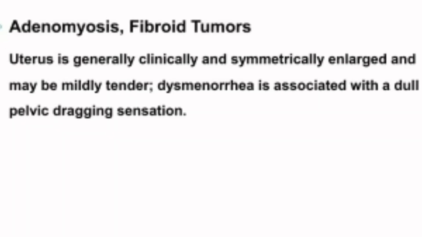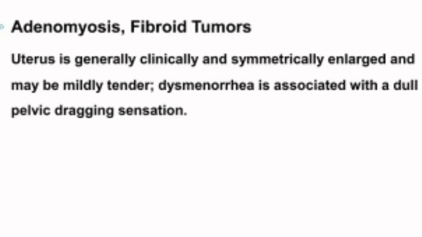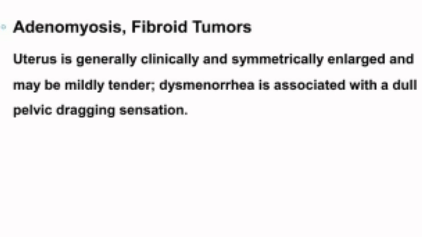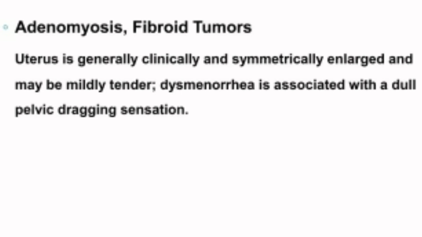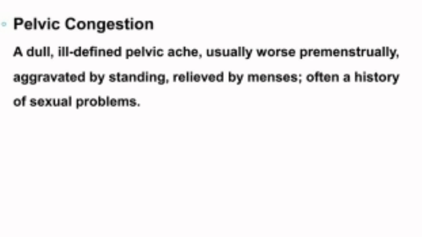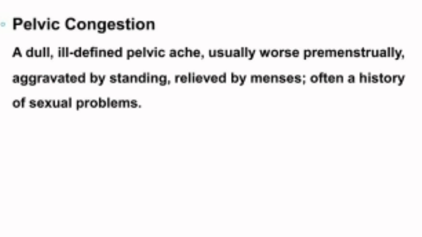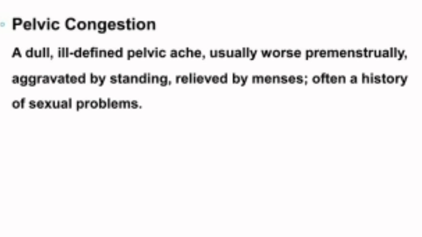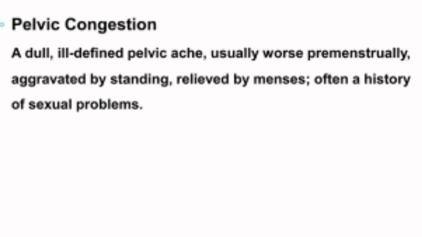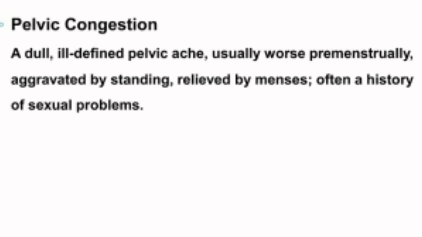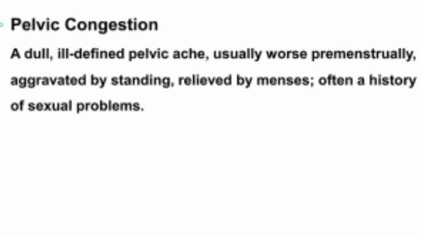Adenomyosis, fibroid tumors. The uterus is generally symmetrically enlarged and may be mildly tender, and dysmenorrhea is associated with a dull pelvic dragging sensation. Pelvic congestion: a dull, ill-defined pelvic ache, usually worse premenstrually, aggravated by standing, relieved by menses, often with a history of sexual problems.